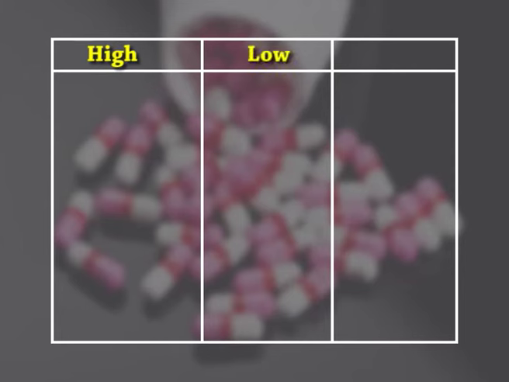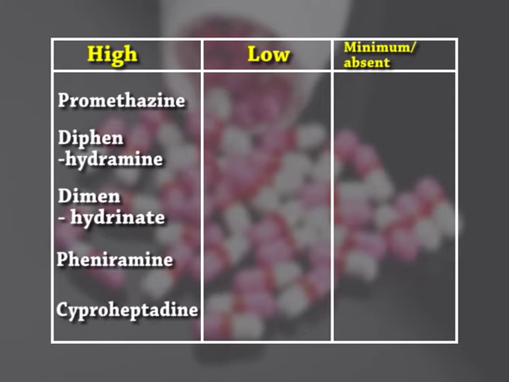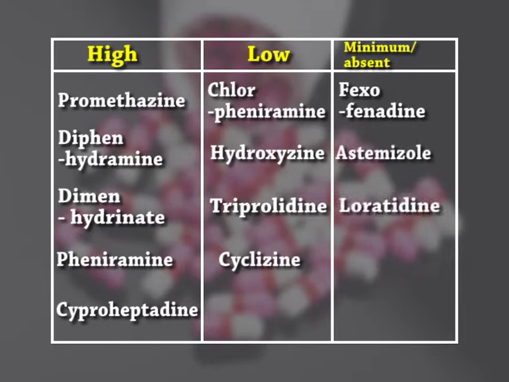Anticholinergic action can be graded as high, low and minimum or absent. The molecules with high action are promethazine, diphenhydramine, dimenhydrinate, pheniramine, cyproheptadine. The molecules with low action are chlorpheniramine, hydroxyzine, triprolidine and cyclizine. The molecules with minimum or absent action are fexofenadine, astemizole, loratadine, cetirizine and mizolastine.